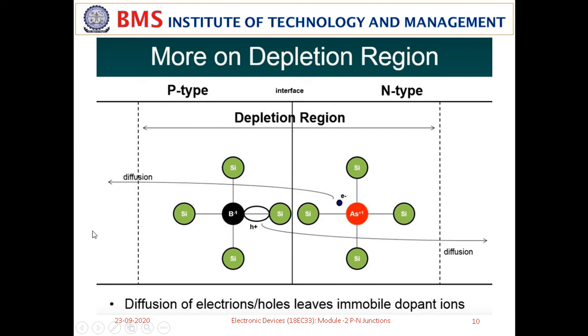Same thing happens on the left side also. There is generation of charge carriers, I mean the electrons and holes. Recombination is also the same. Therefore, the material remains neutral here. Now, let us see within this dotted line what is going to happen.